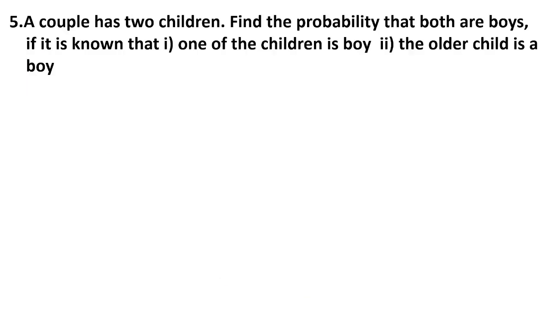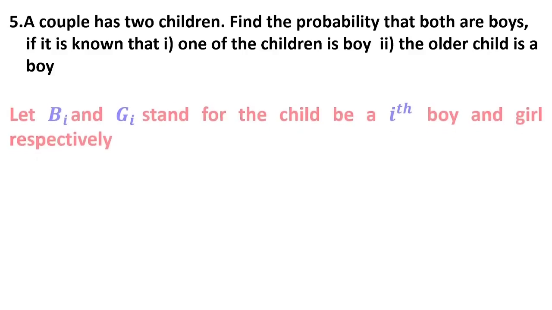Question number 5. A couple has two children. Find the probability that both are boys, if it is known that one of the children is a boy, and that the older child is a boy. This comes under conditional probability. To do this, let us try to find the sample space.